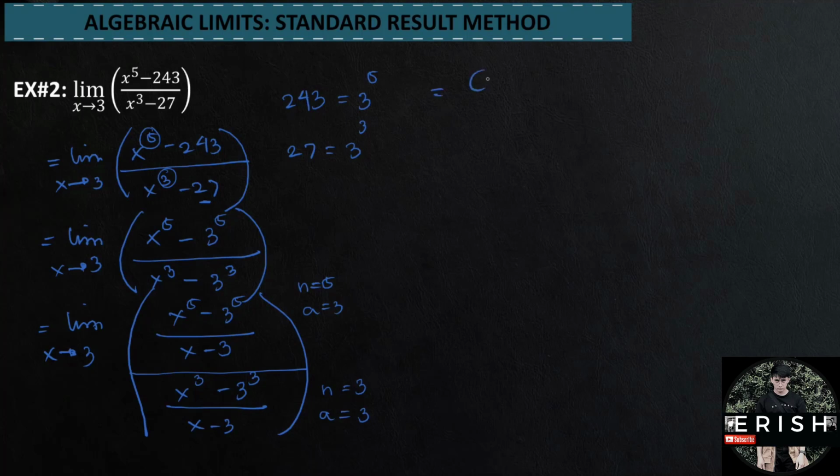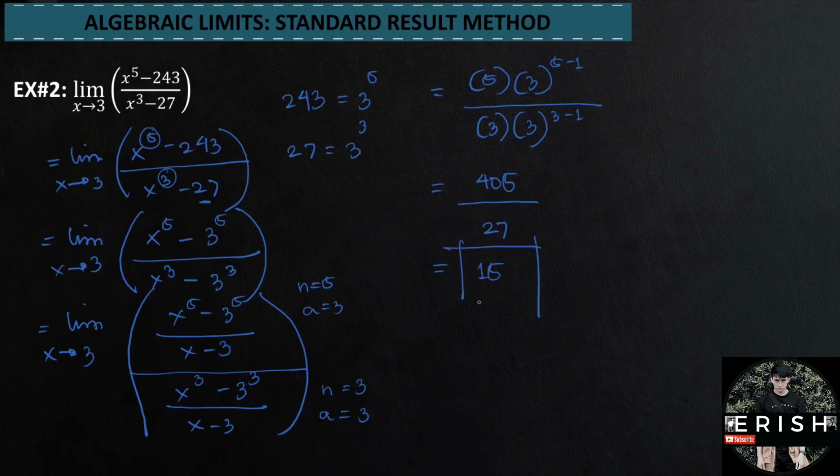For numerator muna, ang n natin is 5. 5 times 3 raised to 5 minus 1 over 3 times 3 raised to 3 minus 1. So we simplify. 5 times 3 raised to 5 minus 1 is 405, over 3 times 3 raised to 3 minus 1 is 27. And pwede pa natin itong i-simplify. 405 over 27 is 15. And this is the answer for example number 2 using the standard result method.